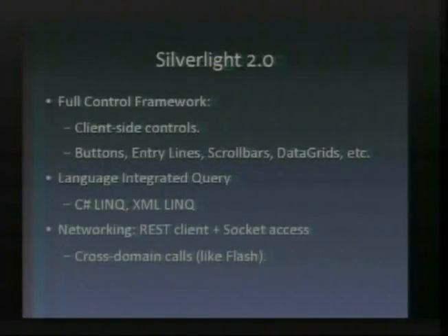Now, Silverlight 2. So Silverlight 1 was very basic stuff. 1.1 added the .NET Framework. 2.0 adds a control infrastructure. So you have entry lines, scroll bars, widgetry, all that stuff. So in fact, you have a full widget toolkit, equivalent to GTK or Qt. You have the full set of things that you need to build applications.